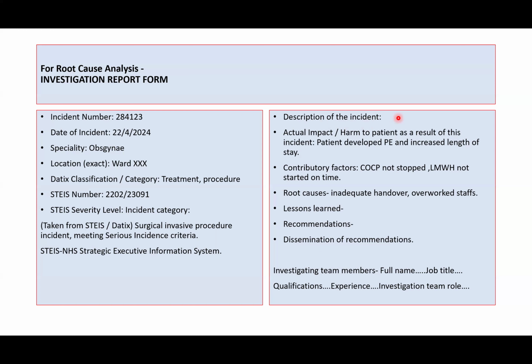It will be described in a chronological order. What happened from the start till the end? What was the actual impact or harm to the patient as a result of this incident? So our patient developed pulmonary embolism and increased length of stay. What were the contributory factors? COCP not stopped, heparin not started on time. What could be the root causes? Inadequate handover, overworked staff, or improper VTE scoring.